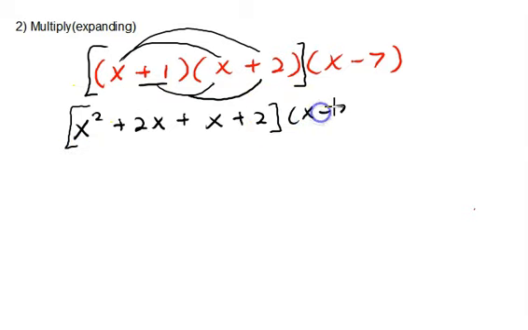Now we just have to simplify this. Okay, simplify this. We can simplify the 2x with x. So here we have this. So we got that 3x plus 2.